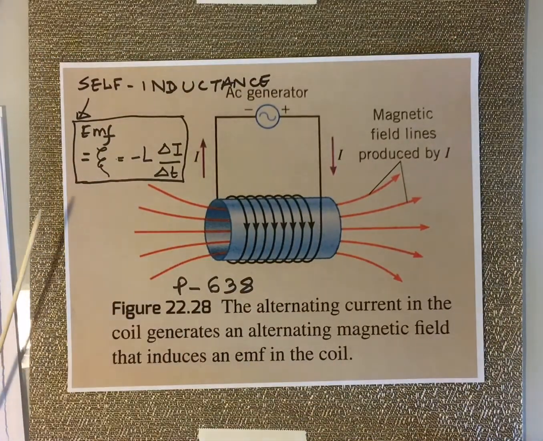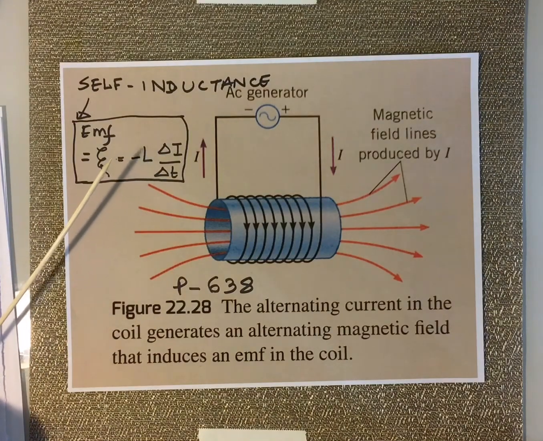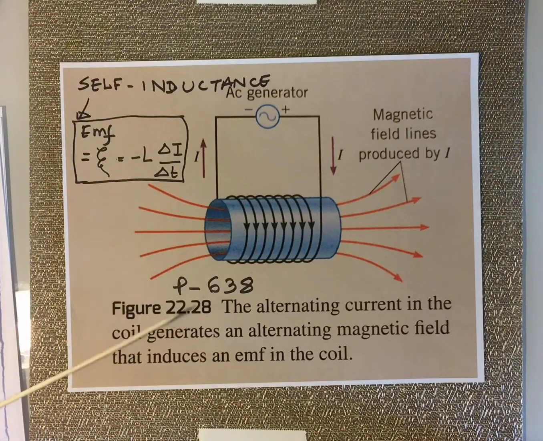The last topic we have is self-induction, which you can find on page 638. Here what happens is the alternating current in the coil generates an alternating magnetic field which induces EMF in the coil. It's a very simple one. This is the equation which is similar to the mutual induction, so please read it yourself, and the example is also there on the same page, page 638.